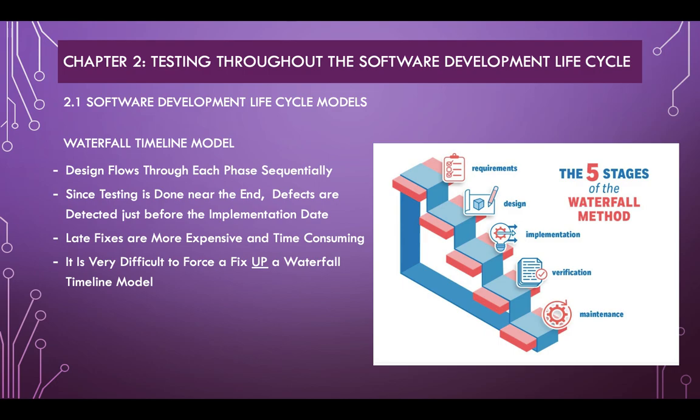Waterfall timeline model. The waterfall timeline model is a design that flows through each phase sequentially. Since testing is done near the end of the model or the cycle, the defects are found just before the implementation date. This makes the fix or the patch more expensive and time-consuming to install. It is very difficult to force anything up a waterfall, so that's a good way to remember that these fixes do not go up the waterfall model.